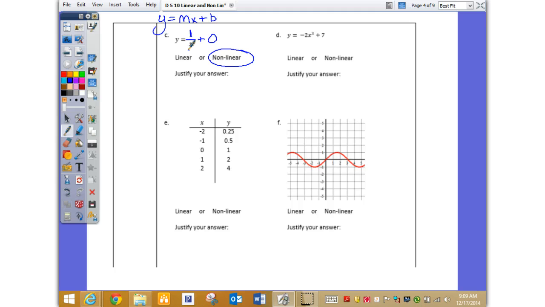How about D? This one we knew. This was kind of a bonus on one of our quizzes. Linear or nonlinear? Nonlinear, and we just talked about this. Why? X has an exponent.